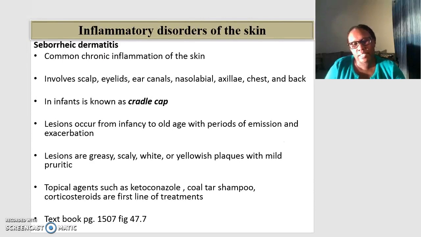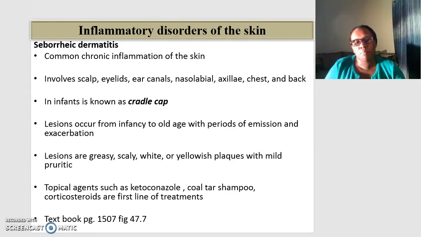Seborrheic dermatitis. This is the last form of inflammatory disorder of the skin. It is common. Chronic inflammation of the skin involves scalp, eyelids, ear canals, nasolabial, axillary, chest, and back. In infants, it is known as cradle cap.